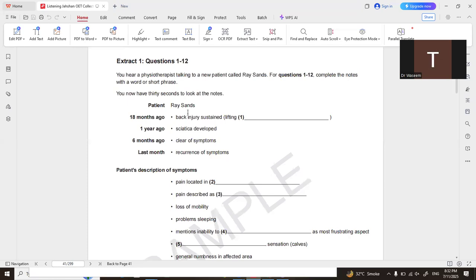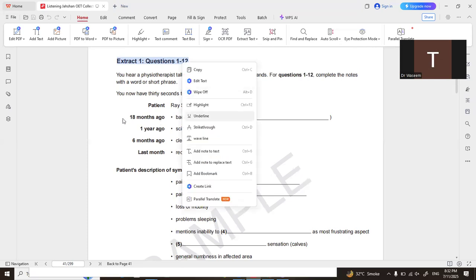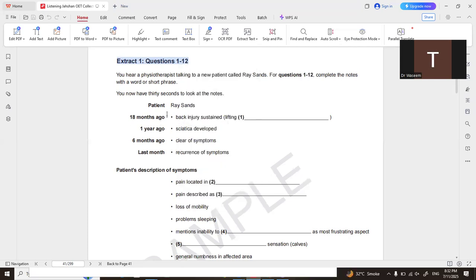So you know you have 30 seconds to read the 12 questions. Okay, this is extract one, and it has 12 questions in total, and you will have 30 seconds to read it, right? After 30 seconds, they will start the audio and you have to put your answers over there.